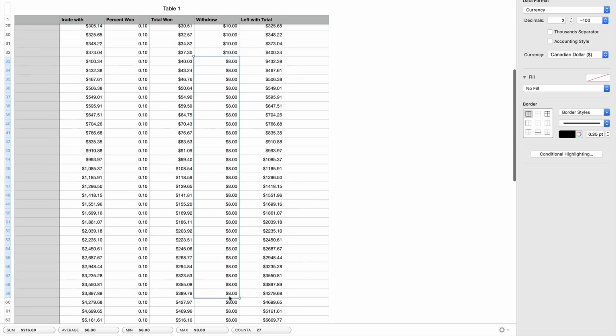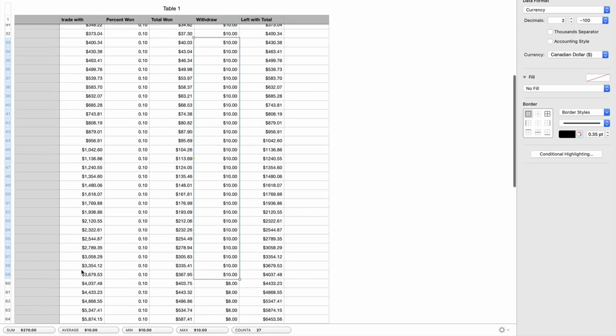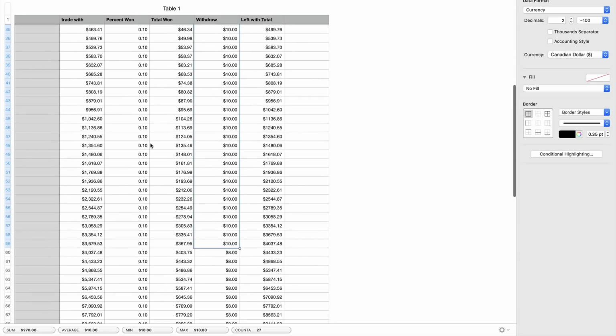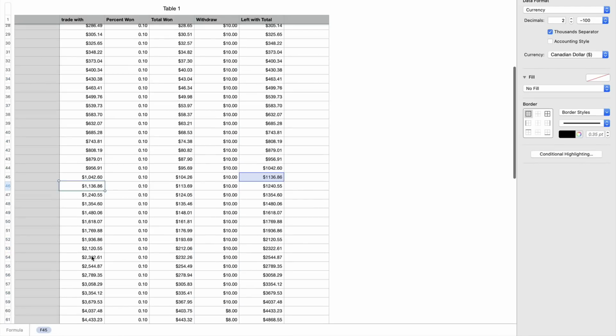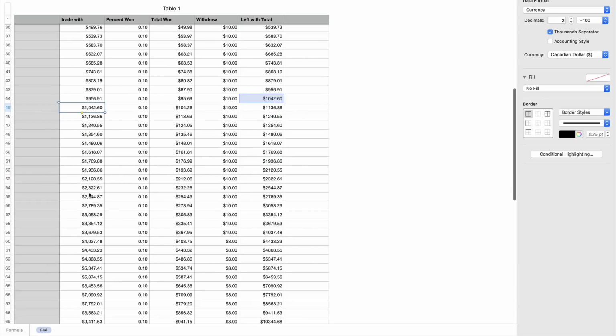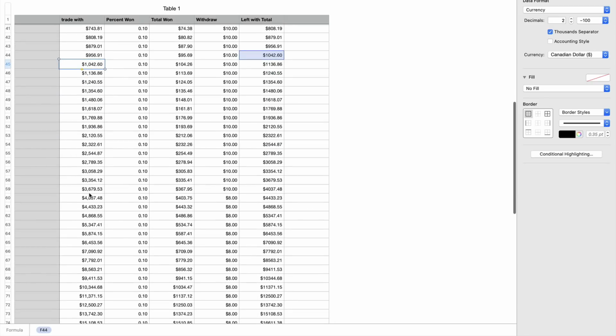So $10, 60 days, $10. So these numbers are lowering because you're withdrawing. You're not reinvesting your whole entire thing. Okay, so after about 45 trades, you're making $100 with your 10% return, but you're withdrawing some.